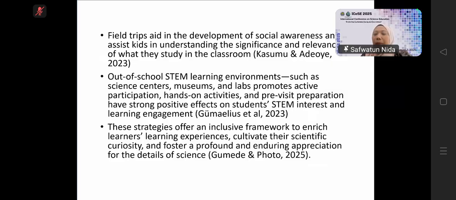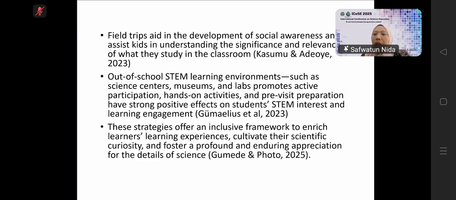All of the positive responses on the out of school learning activities that the students got during the field trips are in line with the findings of the corresponding research, such as mentioned by Kasumo and Adoy, that field trips aid in the development of social awareness and assist kids in understanding the significance and relevance of what they study in the classroom.